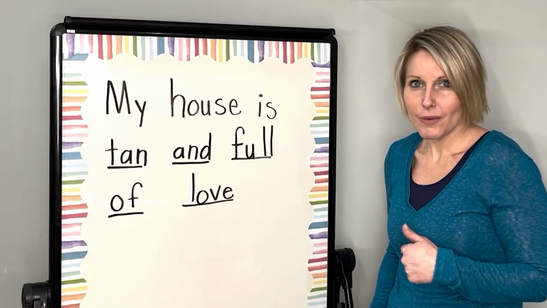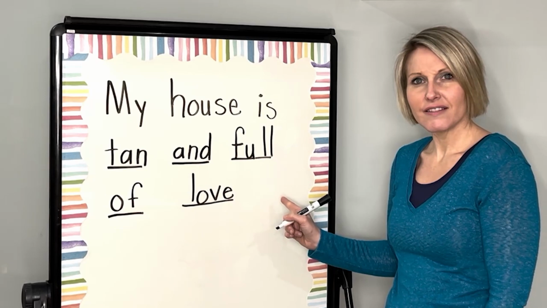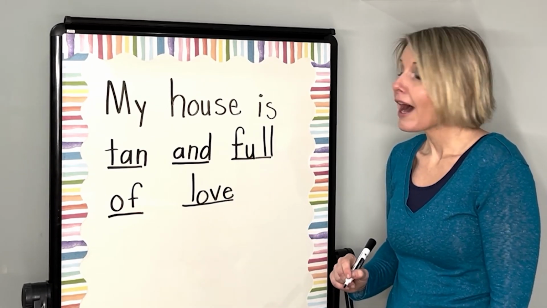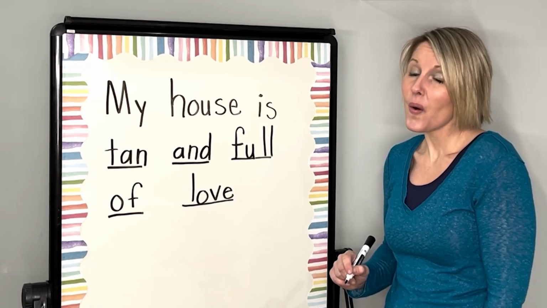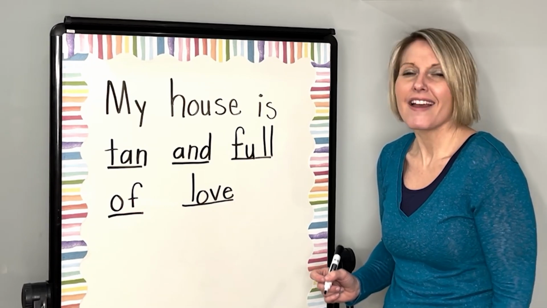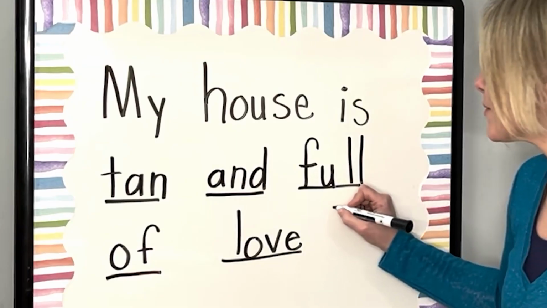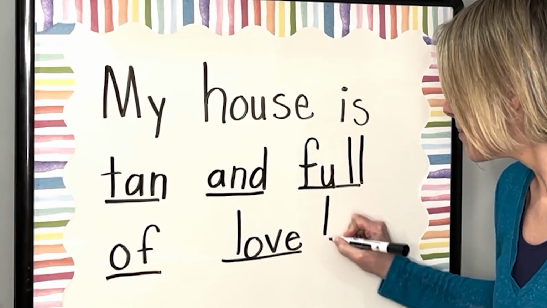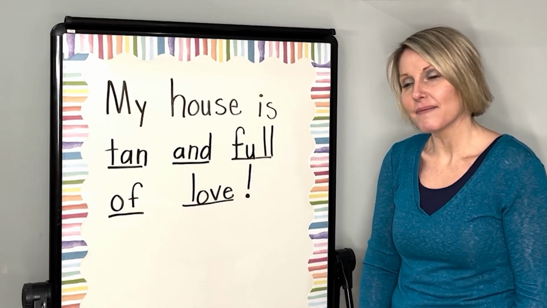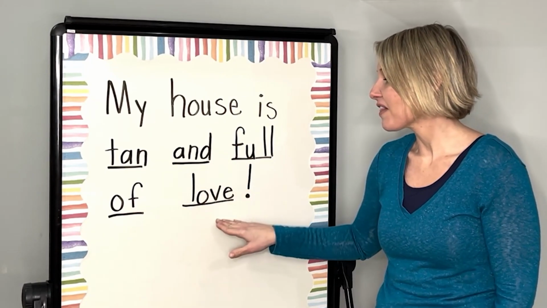I am. I'm missing punctuation. We always have to have punctuation at the end of our sentence. Is this a question? No, I don't want to use a question mark. It's not a question. I could use a period, or I could use an exclamation point. An exclamation point helps us to show emotion. And I want to show emotion because I love my house and I'm happy that it's full of love. So I'm going to use an exclamation point. It looks like this. Big line down with a little dot on the bottom. Could you read my sentence with me one last time? My house is tan and full of love.